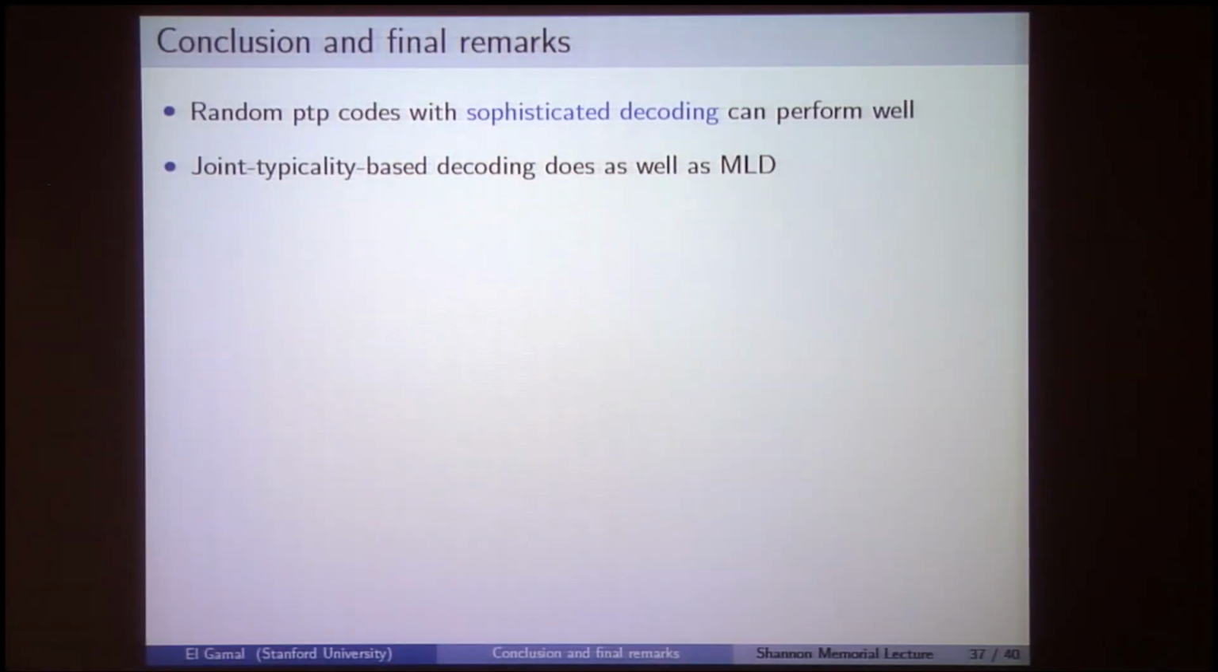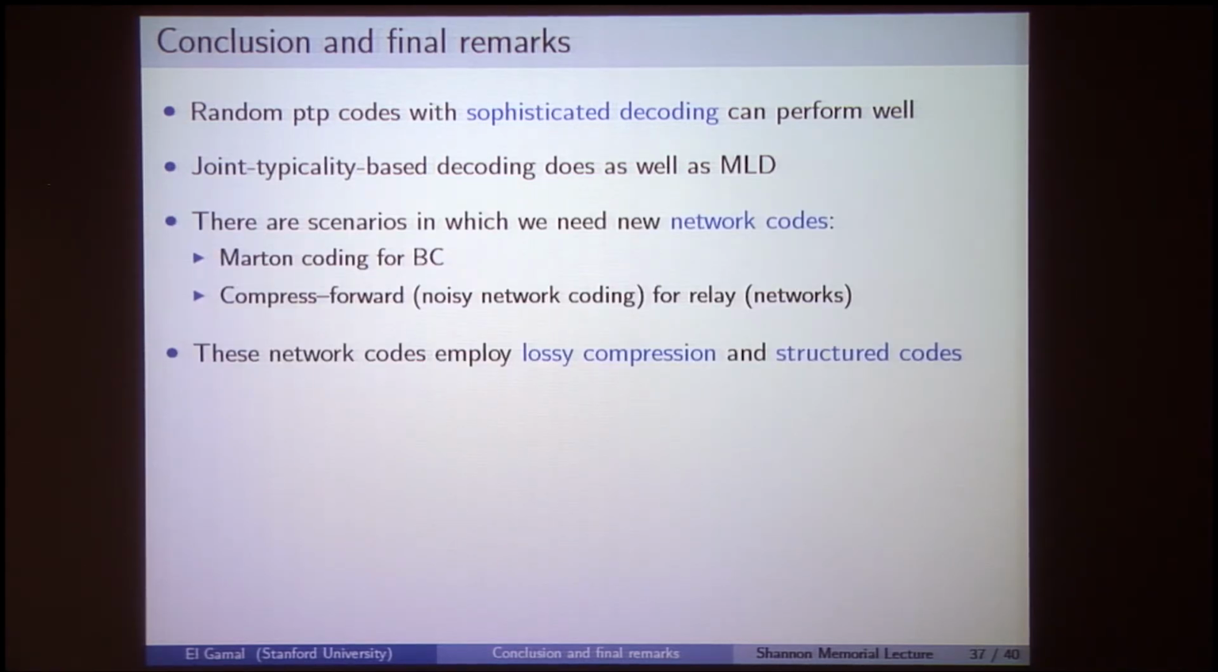So that's the good news, except that we need to use more sophisticated decoding than we do for point-to-point channels. We also found that joint typicality-based decoding does as well as maximum likelihood decoding in all the examples that I gave. We found that there are scenarios in which we need new network codes, Marton coding for the broadcast channel, and compress forward or noisy network coding for the relay networks. And these network codes employ lossy compression and structured codes. So they involve something more complicated than simple point-to-point codes.